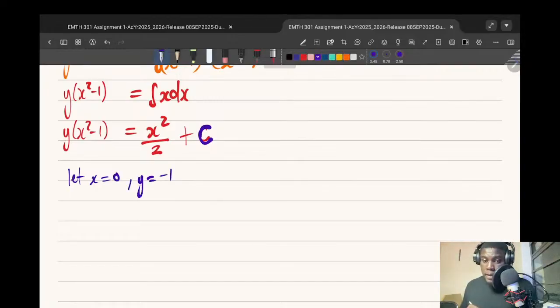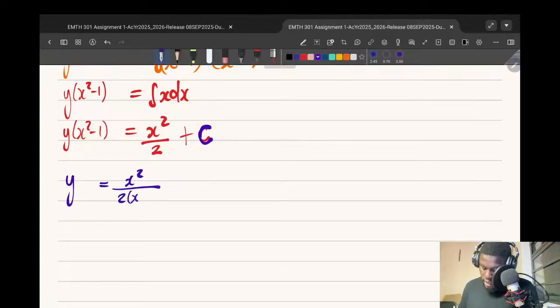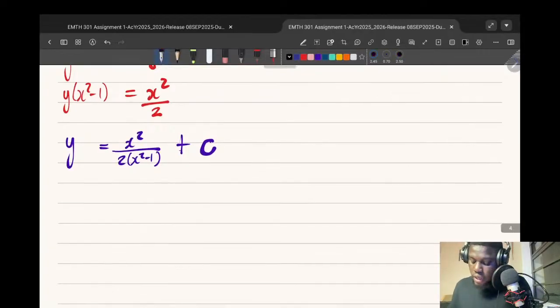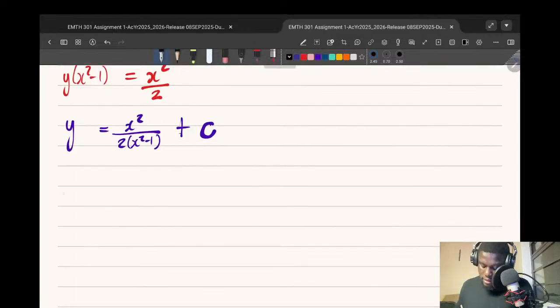Okay. If you wanted to make y the subject, it doesn't matter. You are still going to get another c. So you would have said y is equal to x squared over 2 multiplying x squared minus 1. We can just say plus another c, which is a bigger c. You can put the constant after you have made y the subject. It doesn't change anything. So you now say let x be equal to 0, y equal to minus 1.